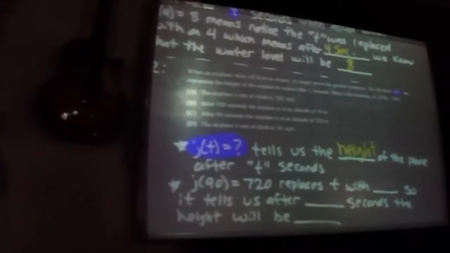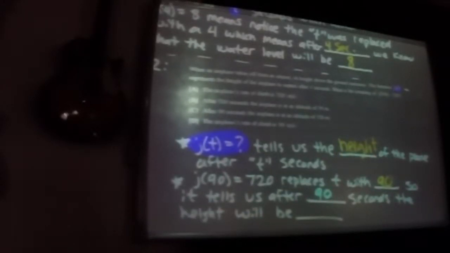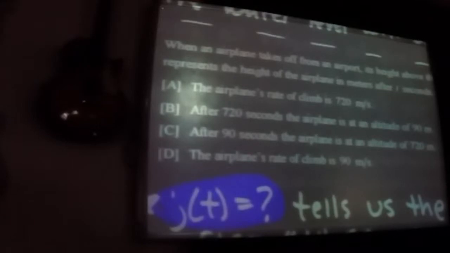So t is going to change. When they say j of 90 equals 720, they seem to have replaced the t with what number? 90. So after how many seconds? 90 seconds. What's the height of the plane going to be? 720 meters, and it looks like we're going in meters. So after 90 seconds, the plane will be 720 meters high. So let's look at our answers. After 90 seconds, the airplane will have an altitude of 720 meters.